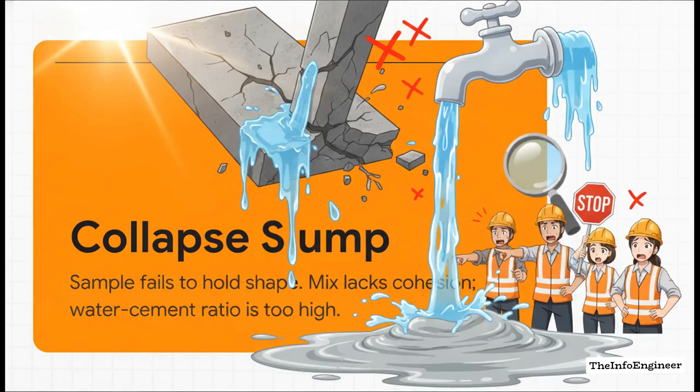And finally, the collapse slump. The sample completely fails to hold its shape and just sprawls out all over the place. This is a massive red flag. It means the mix lacks cohesion entirely, and it almost always means the water-cement ratio is far, far too high. If you see a collapsed slump, you must immediately halt placement and investigate because that concrete is severely compromised.